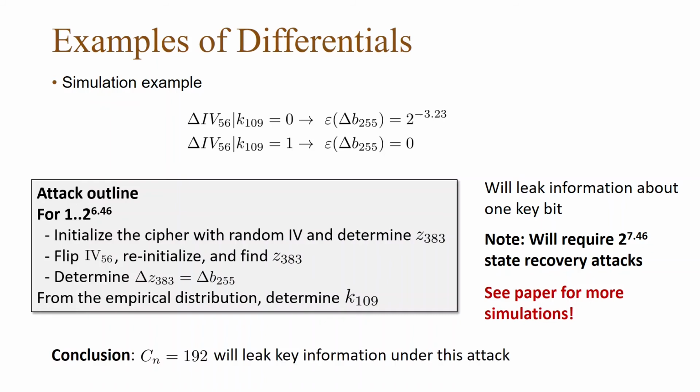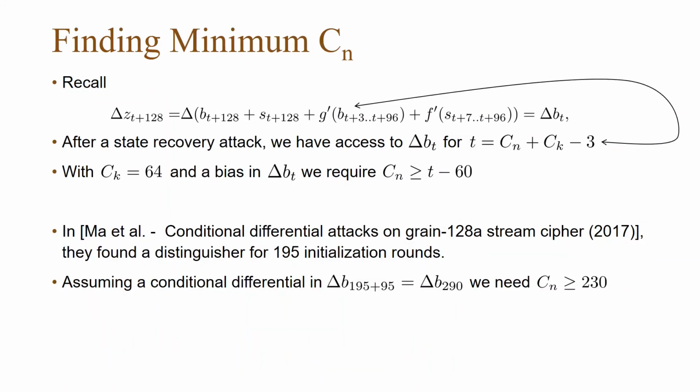From this example, it is clear that using Cn equals 192 will leak key information under this type of attack. Our goal now is to find the minimum value of Cn such that the cipher initialization is still secure under these types of attacks. So recall the differential delta z_{t+128}. This will include bits from the NFSR and the LFSR, and the lowest index that we have is b_{t+3}.